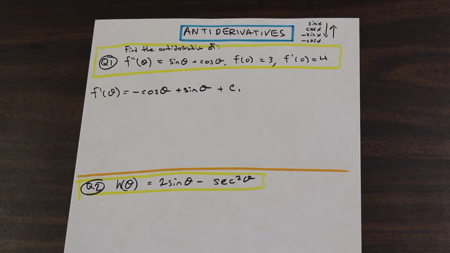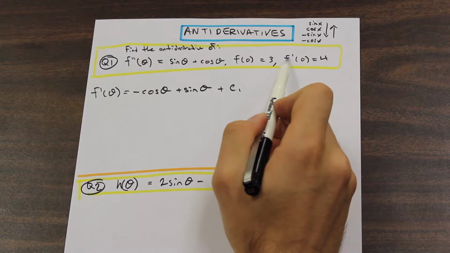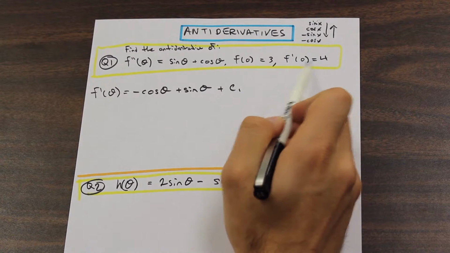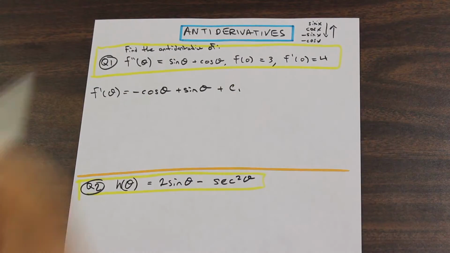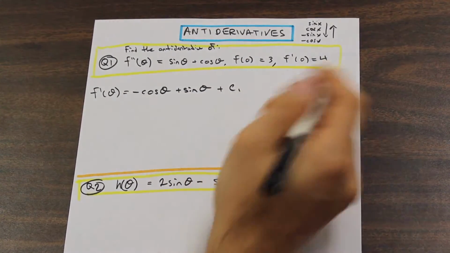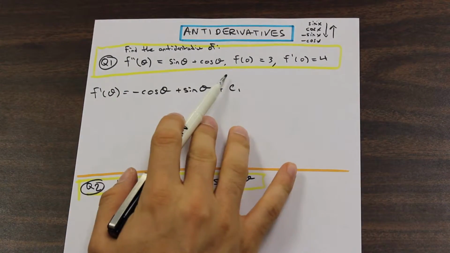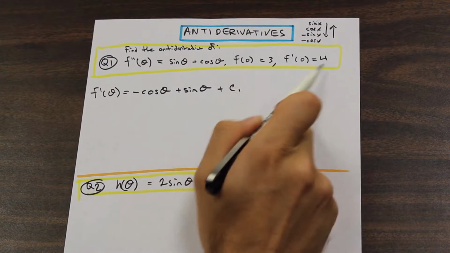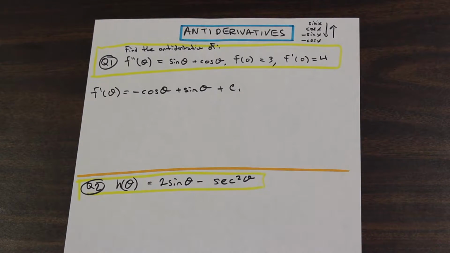As you can see, we're also given a little bit of information here. We see that f prime of 0 is equal to 4. So when theta equals 0, then f prime of theta equals 4, and we can use that information to solve for the constant of integration that we added. If you look back to the last video, you'll see that we had to add a plus c every time we solve for an antiderivative. So with that being said, let's go ahead and apply the information that we're given in the problem and solve for c.